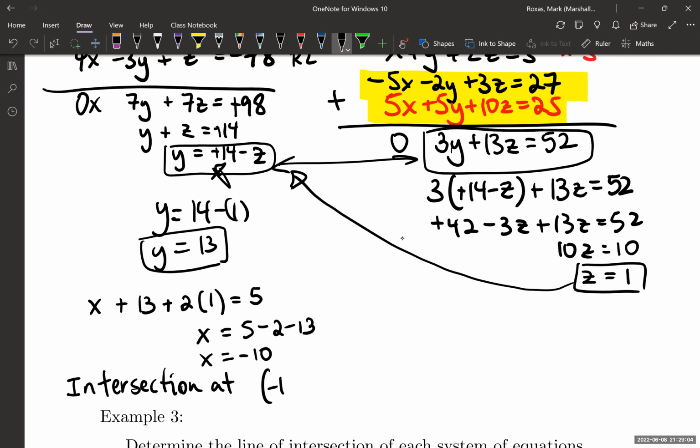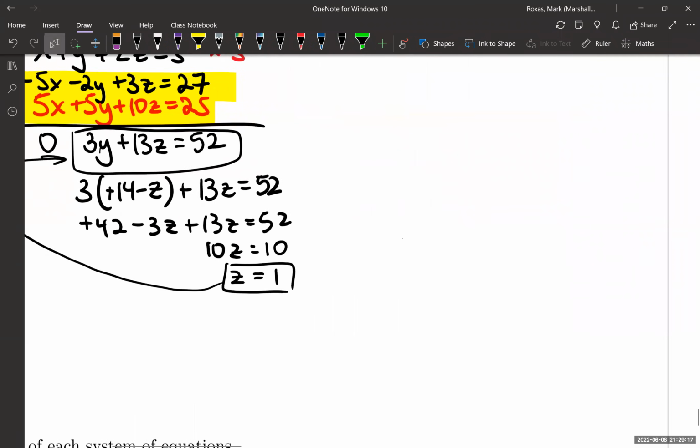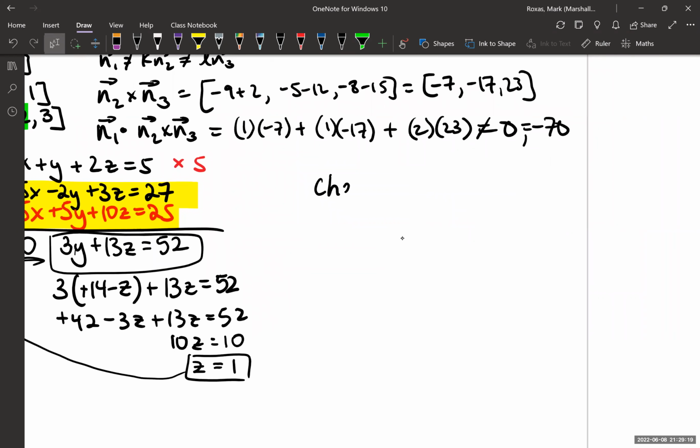The intersection is at x equals negative 10, the y value is 13, and the z value is 1. Now here's where you do need to check. There's a checking step. Check this, please. If you don't check, you might have the wrong answer, right? This point of intersection has to work on the other equations.